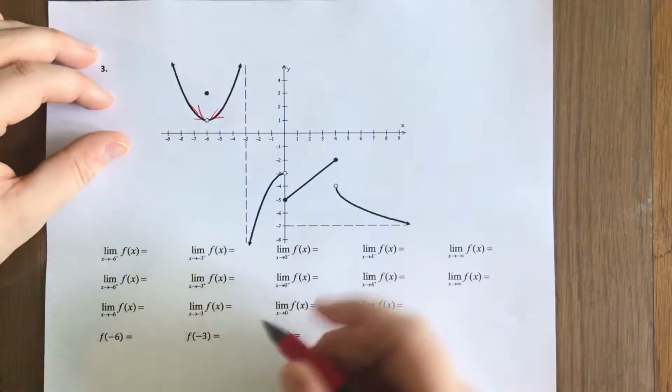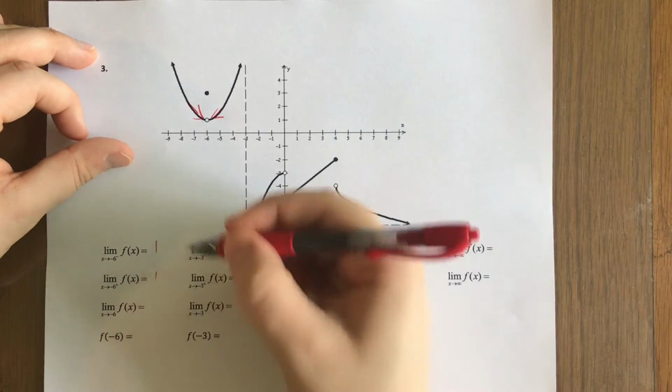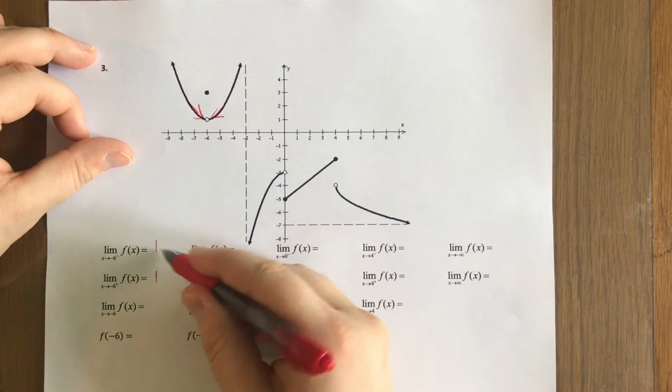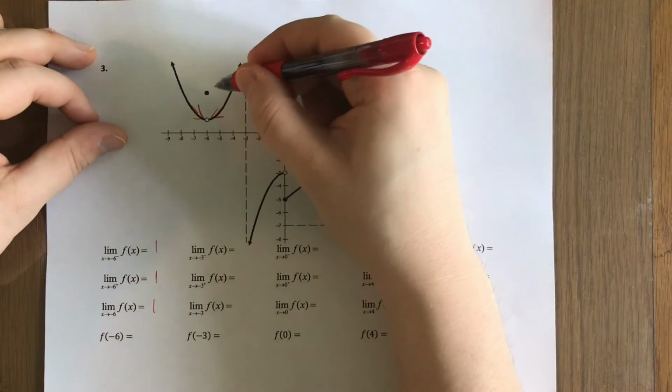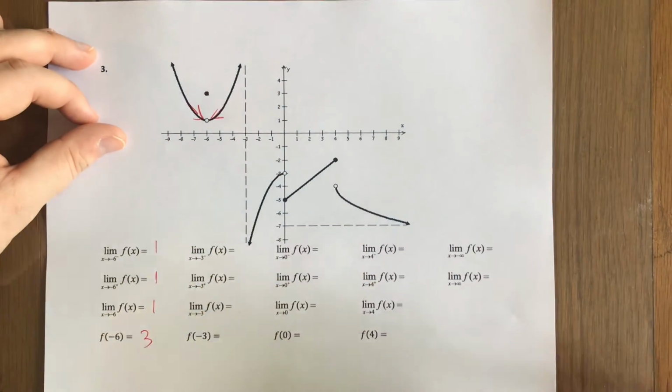Alrighty, we got -6 from the left and the right. It definitely looks like we're approaching a height of 1. So left and right are going to equal 1. If those are the same number, then the actual limit equals 1. However, the actual height is way up here at 3.